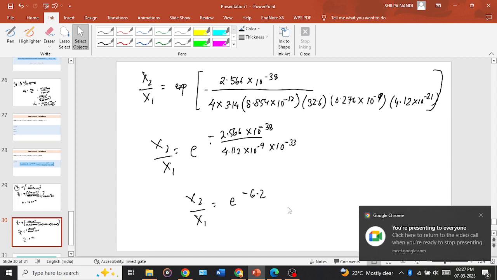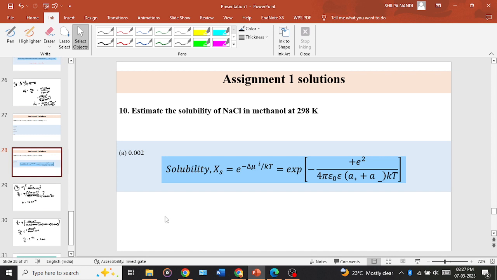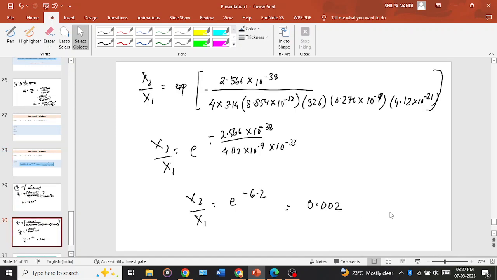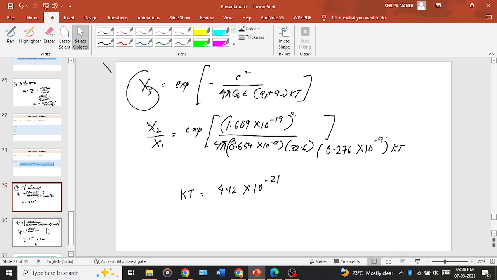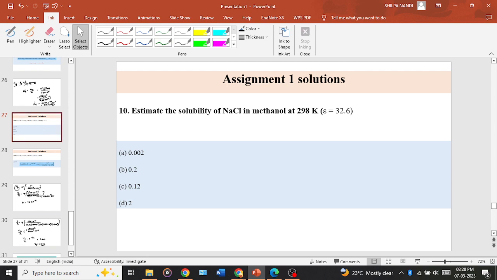So this is basic. Using a calculator, you can just calculate the value for e to the power minus 6.2, which should come as x2 by x1 is equal to 0.002. So when you go back to the question, it asks to estimate the solubility of NaCl in methanol. Since we started it from xs, x2 by x1 is xs, which will come as 0.002. The final answer should be 0.002, which was our option number A.